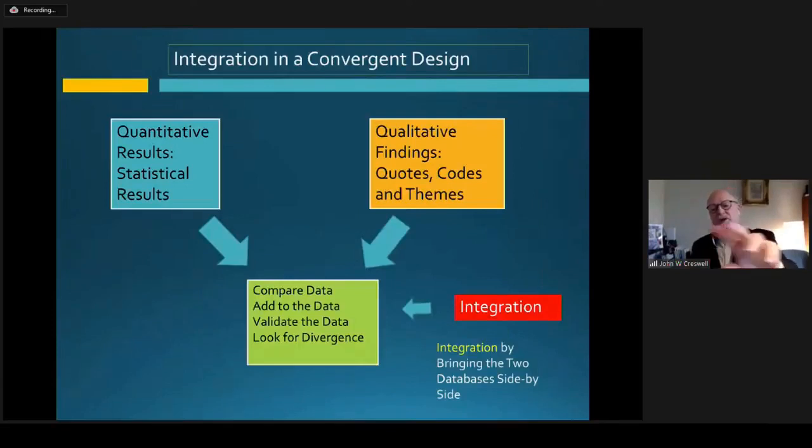And we can actually go into our design. So this is a design of a convergent project, Convergent Mixed Methods project, where we collect quantitative and qualitative data and we analyze it. And then we're going to compare the databases. So integration occurs right here, where we begin bringing the two databases side by side for comparison.